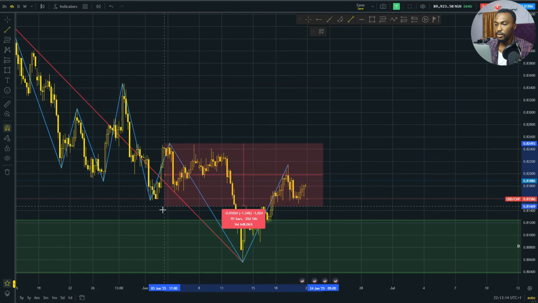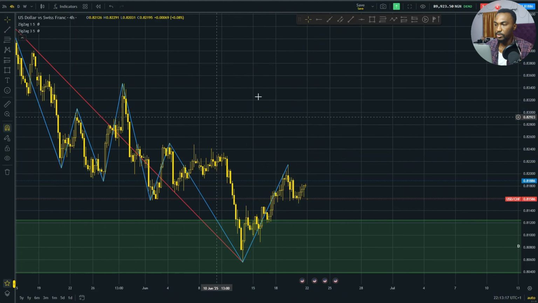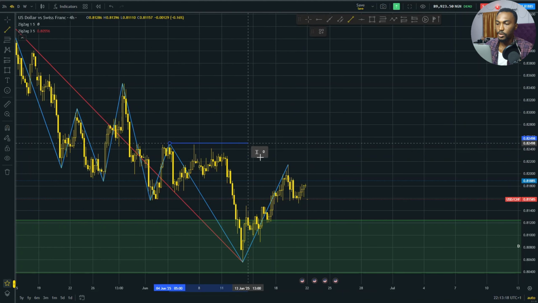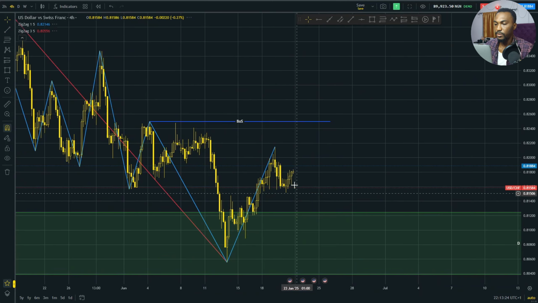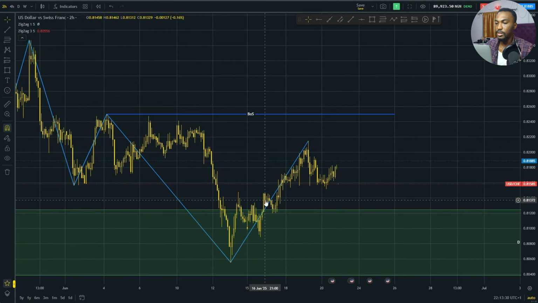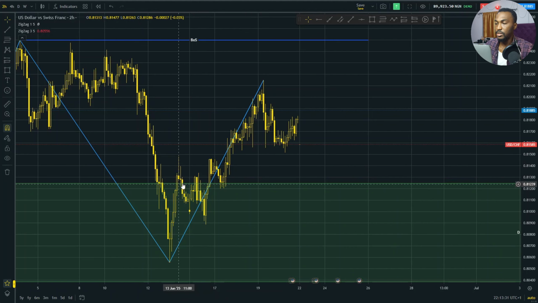I think this zigzag indicator does have one of the best forms of showing us the market structure. So we're waiting for this on the 4 hours. It needs to break this first. But on the 2 hours, you can see that we're beginning to see good structure. Let me just put that in here.